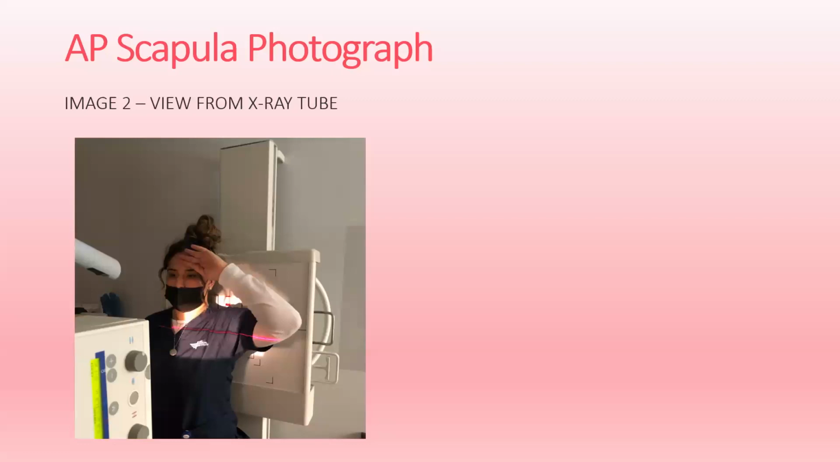The CR location is perpendicular to the mid-scapular area, 2 inches inferior to the coracoid process, and 2 inches medial from the lateral border of the scapula. The CR angulation: there is none.